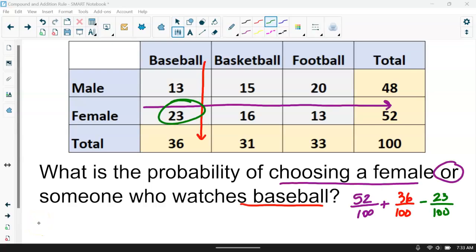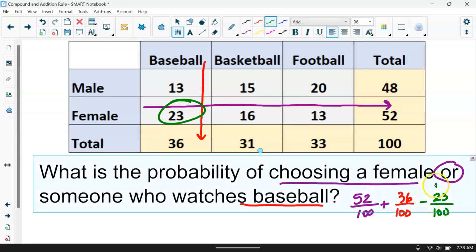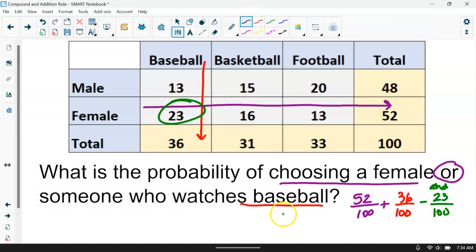And so here is what you should have gotten, or at least the setup. The probability of choosing a female is 52 out of the 100, or someone who watches baseball, 36 out of the 100. But then remember, we always subtract the overlap, the "and." So basically, how many females watch baseball? 23 out of the 100. So we subtract that overlap because we counted those people twice. And that's how you should get the probability, which is 65 out of 100.